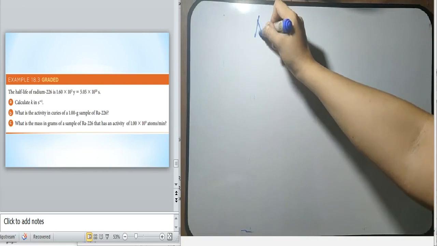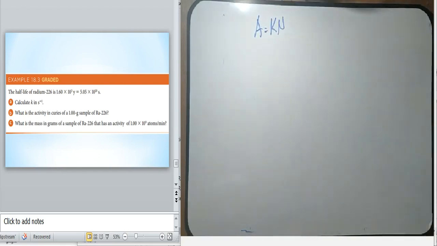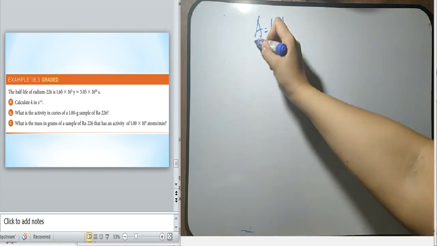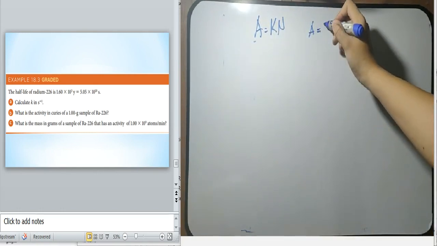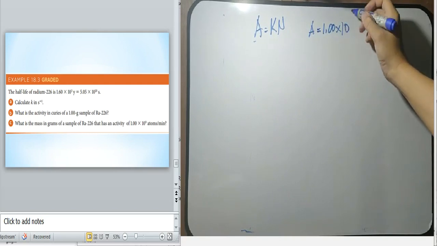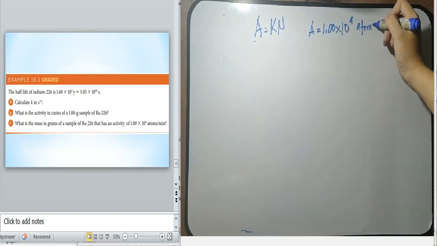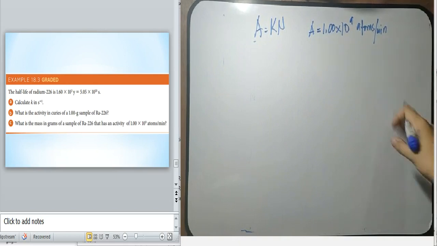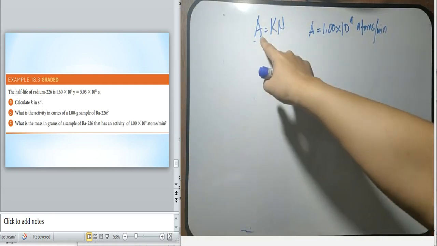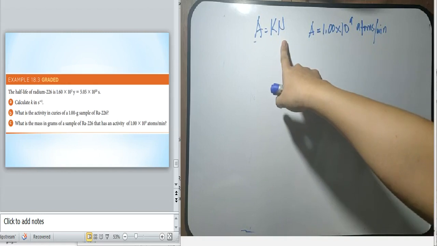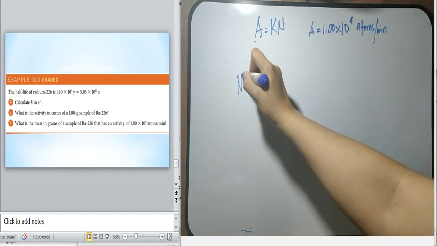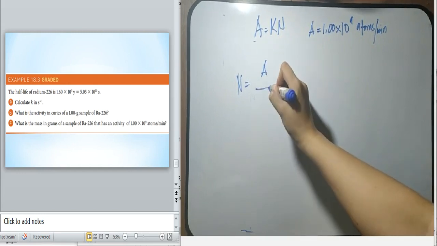Okay, so let's now answer letter C. So we are still going to use this formula, no? But in letter C, the activity is already given. So our activity will be 1.00 times 10 raised to 9 atoms per minute. And the question is, what is the mass in grams of a sample? It is the opposite. Earlier, our mass was given, now the given is our activity. So, since we have A and we have K, we will look for the value of N. Therefore, N is equal to A over K.